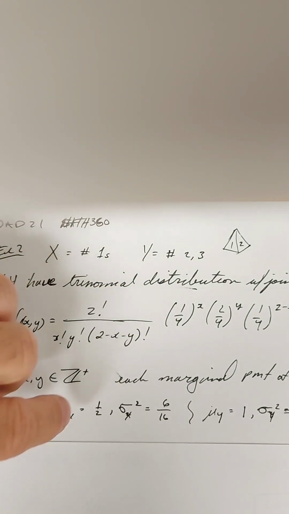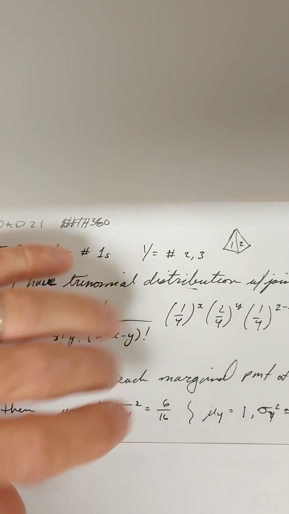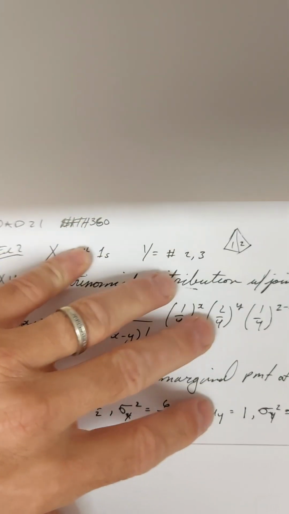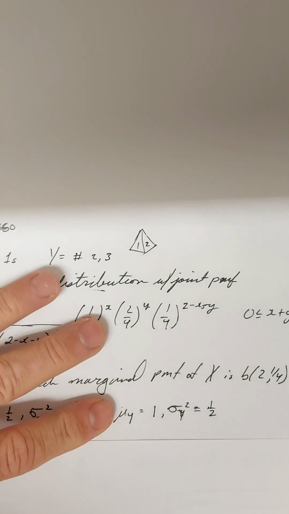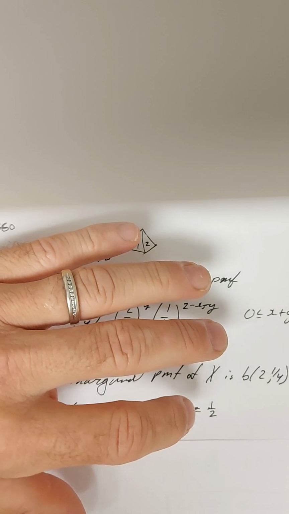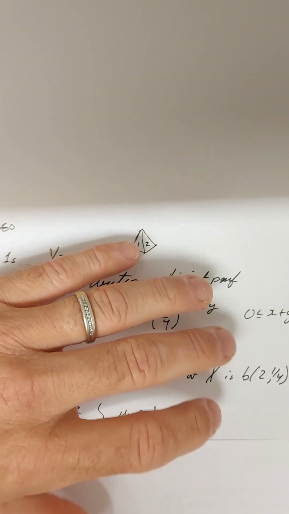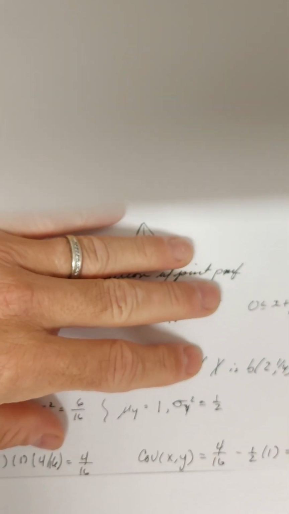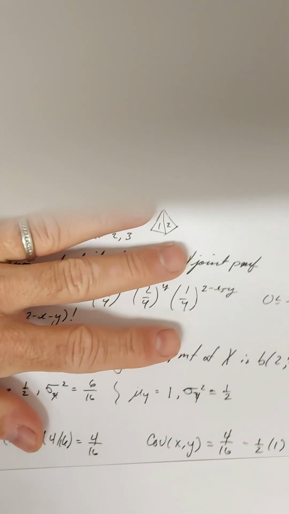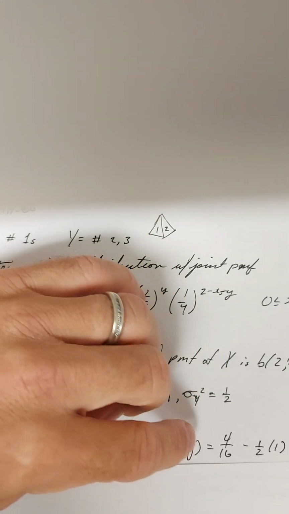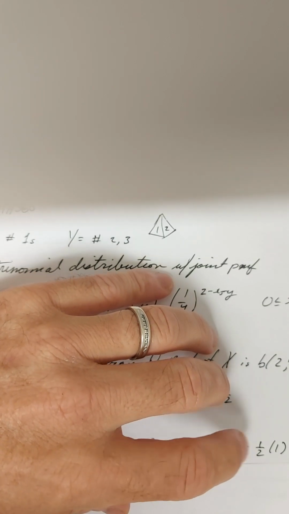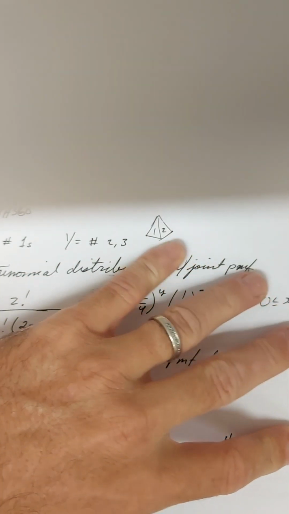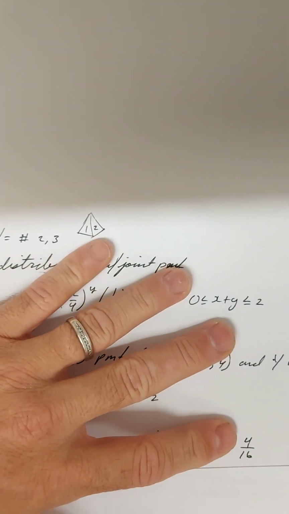marginal mean for x is 1/2, and its corresponding variance is 6 over 16. Likewise, mu of y is equal to 1, and the variance for y is 1/2. Okay, with these pieces of information, then it's very quick to find the expected value of xy, which gives us then the covariance is 4/16 minus 1/2 times 1, which gives us a covariance of negative 4 over 16.